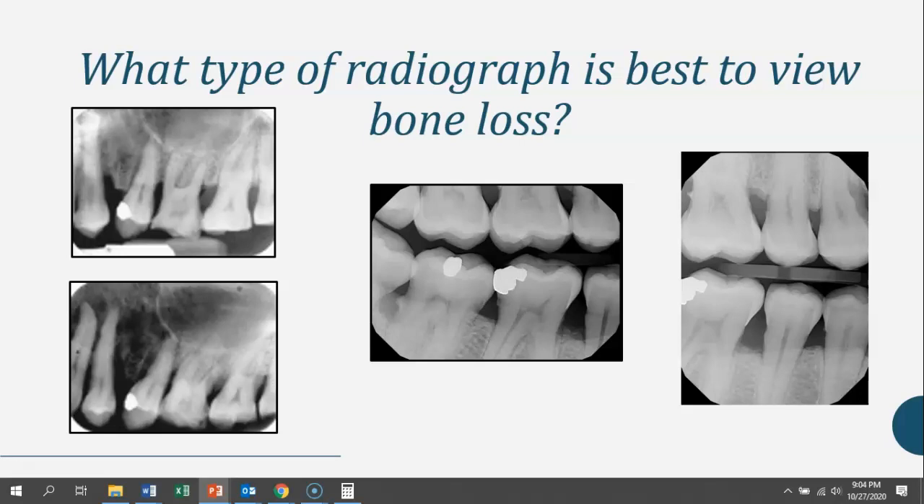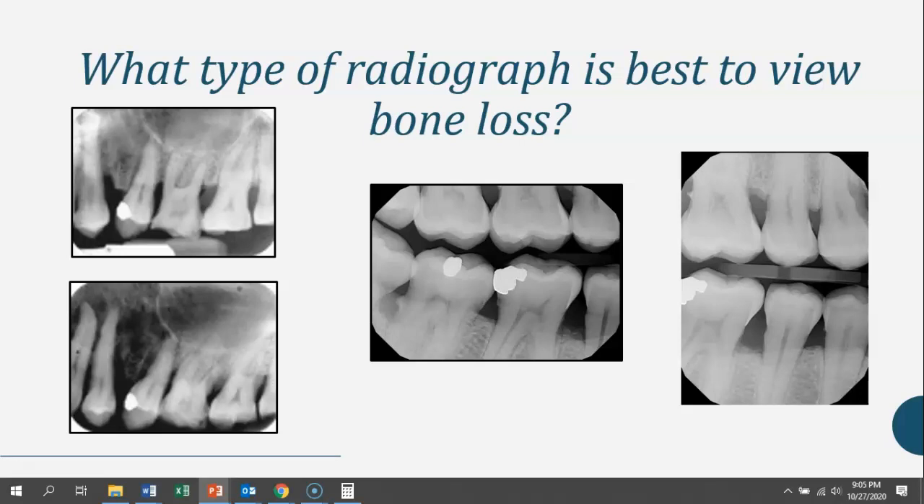Everything just kind of looks almost like it got pushed over to the side or something. So we much prefer a paralleling technique to get accurate bone heights. And then here we have a horizontal bite wing, and then we have a vertical bite wing. And you can see that with perio, it is much more important that we use vertical bite wings because we can see far more of the bone than when we use a horizontal.